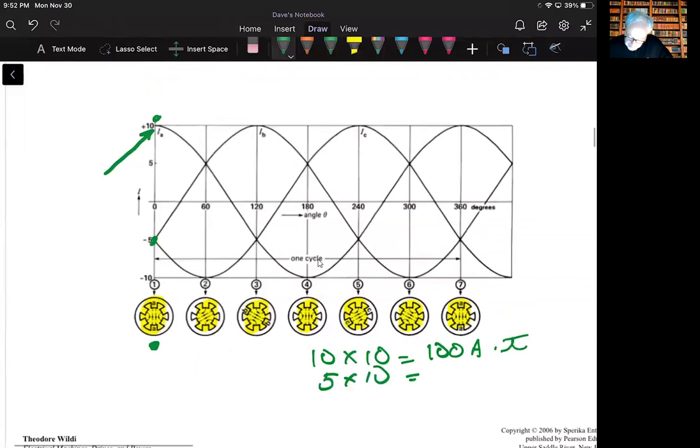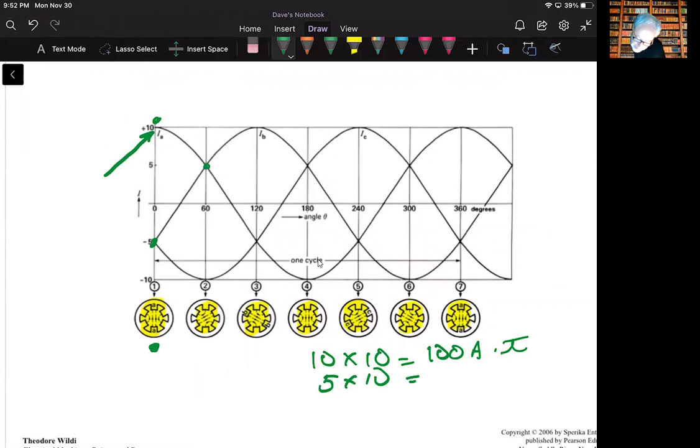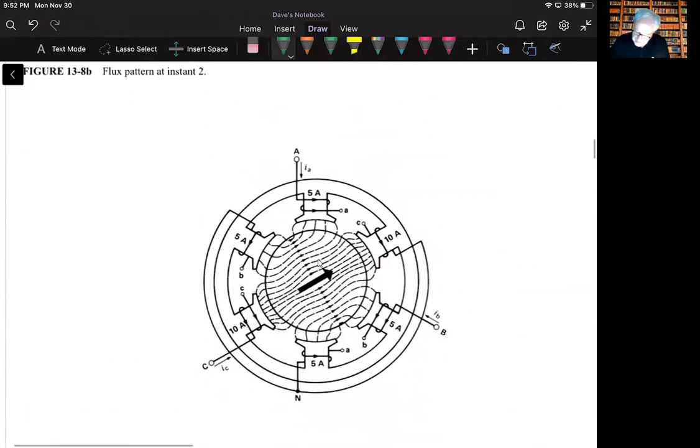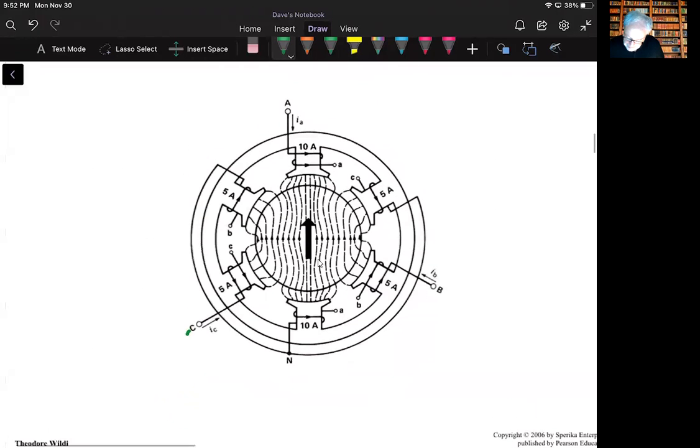If I go to the second point here, I see that I have 5 positive from B and 5 positive from A, and I also have 2 negative from phase C. And what that looks like in here is I have maximum current in phase C, then I have 5 amps from B, and I have 5 amps from A. And what has happened with the flux pattern, it was initially here, and now it is oriented here, okay?